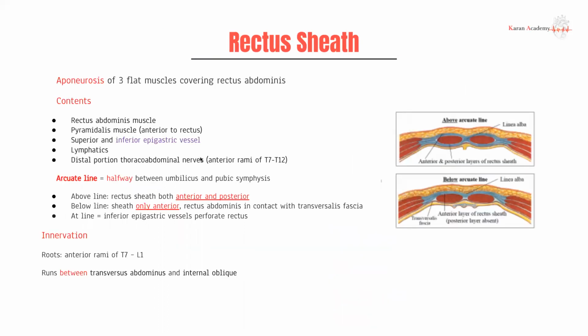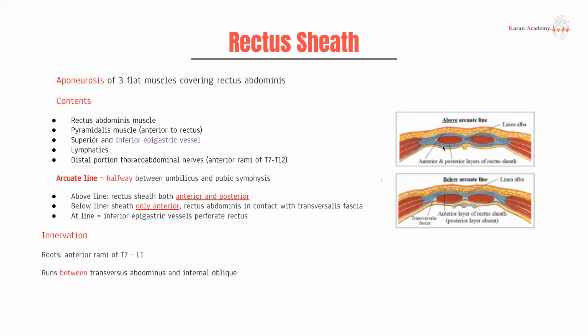So the rectus sheath, now what is the rectus sheath? The rectus sheath is an aponeurosis of three flat muscles covering the rectus abdominis. The contents are the rectus abdominis muscles, the pyramidalis muscle anterior to the rectus, and the superior and inferior epigastric vessels that pass through the rectus sheath. The arcuate line, which is an important landmark, passes halfway between the umbilicus and the pubic symphysis.